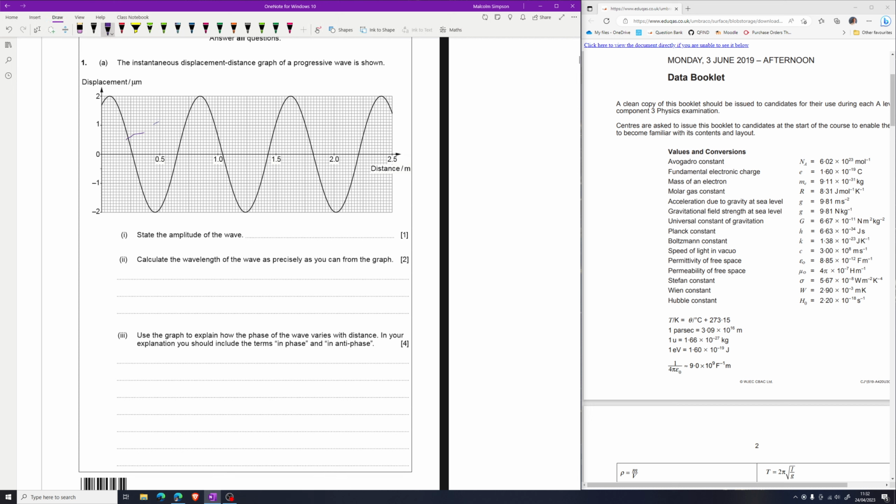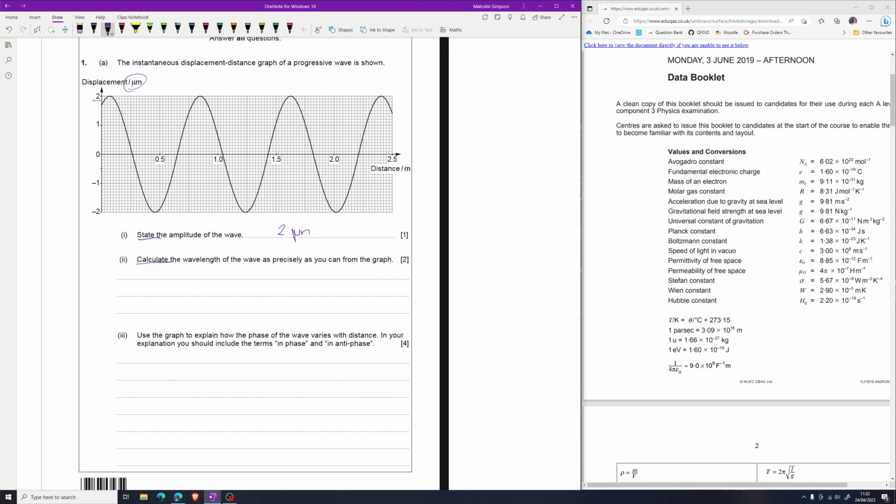Is my pen working? Oh gosh, it's gone well already. State the amplitude of the wave. So notice this is a state. No calculations are required. Amplitude is maximum displacement. So 2 is the answer here, but do be careful with the units. 2 micrometers.